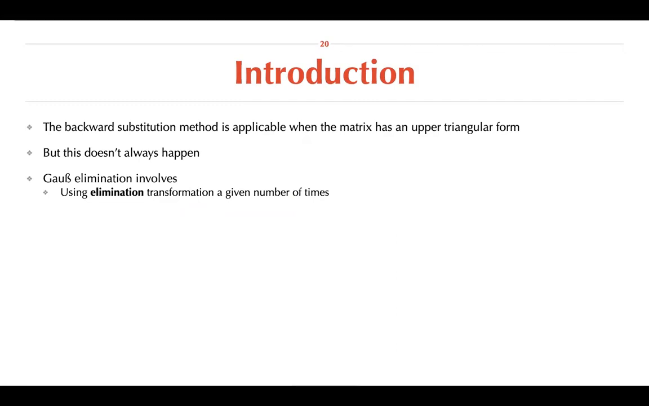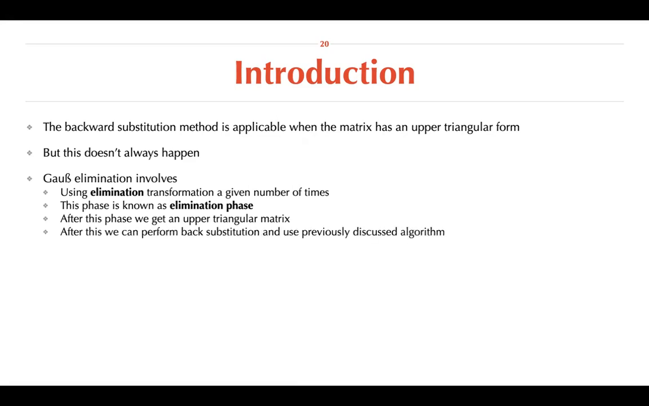Gauss elimination involves the transformation of the given matrix A a given number of times, and I will show what is the meaning of transformation. The first part is the elimination phase, where you introduce as many zeros as you can, because you want to convert the coefficient matrix into an upper triangular form. After that, when you get the upper triangular matrix, you perform the backward substitution, as I just discussed. These are the two important parts involved in Gauss elimination.